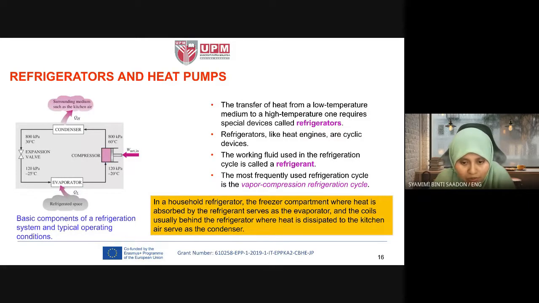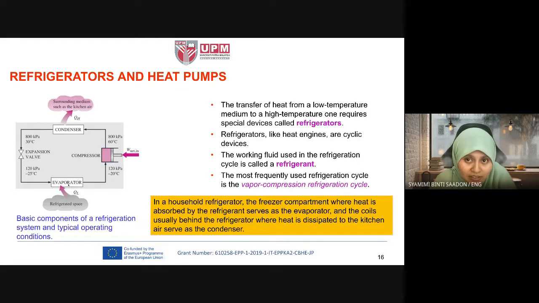Okay, in a household refrigerator, the freezer compartment where heat is absorbed by the refrigerant serves as the evaporator. So if you have your fridge at your house, the evaporator is your freezer.